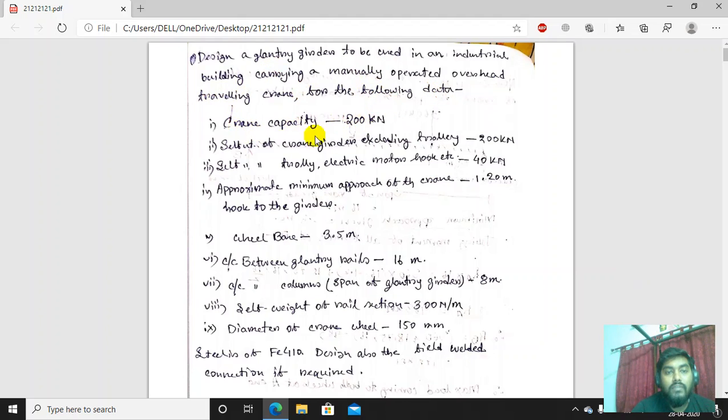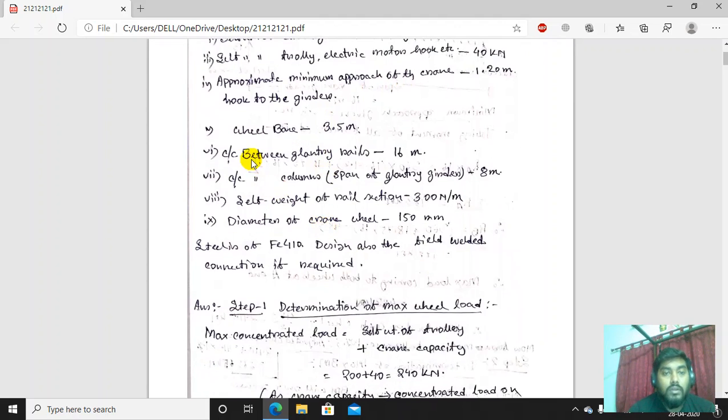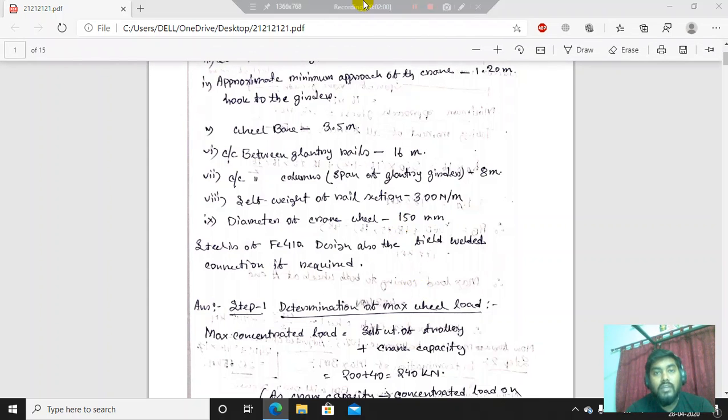Crane capacity is given, self weight of the crane girder excluding trolley is given, self weight of the trolley is given, and the approximate minimum approach is given. I think you know what a minimum approach is and what its requirement is. Wheel base is given. Center to center distance between the Gantry Girders is given. Center to center distance between the columns is given. Self weight of the rail section is given, and diameter of the crane wheel is given. The steel grade is E410. Design also the fielded connection, so the design of the connection is also required. So let us design that.